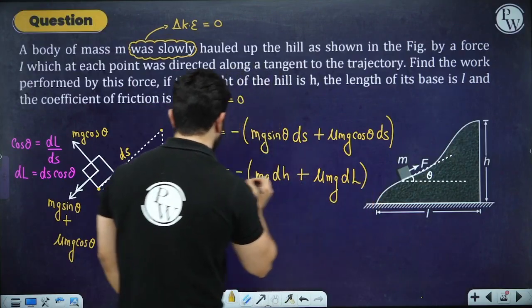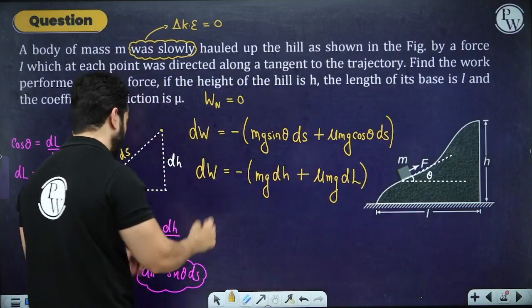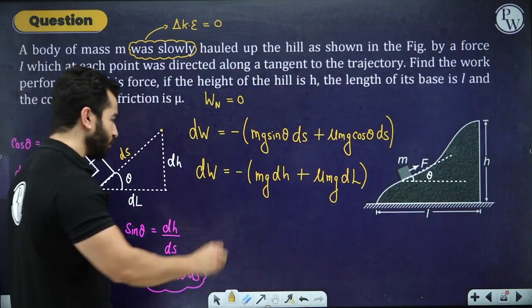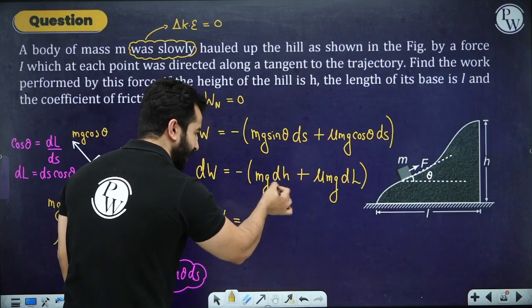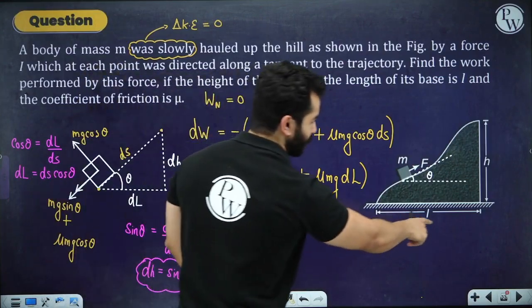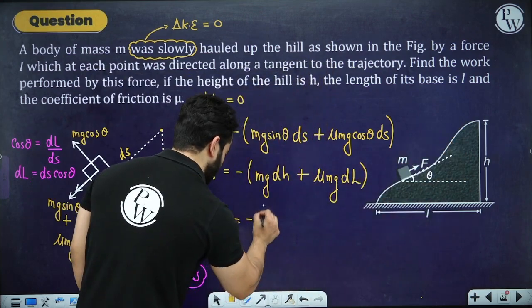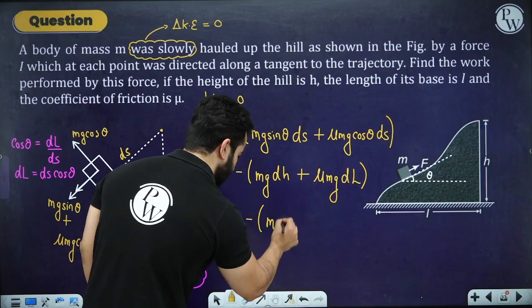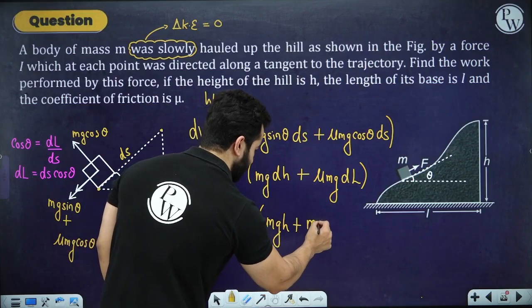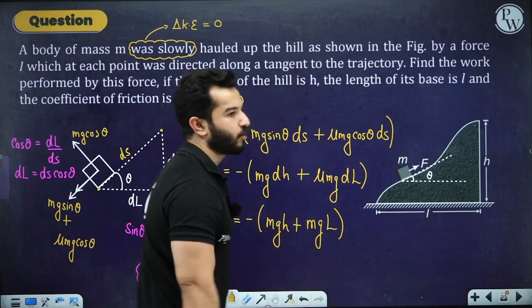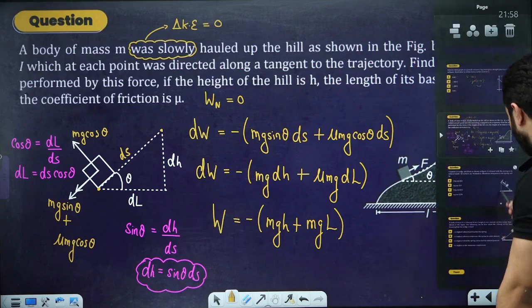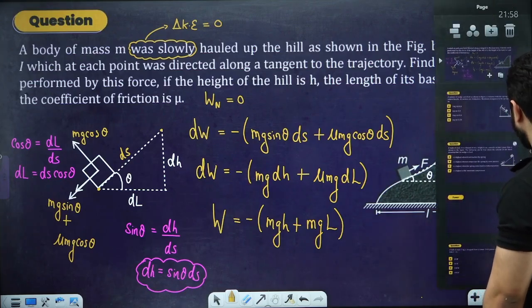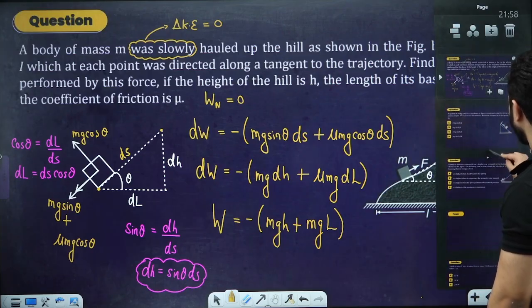And by the way, this was the small work done for this small theta. So if you want to find out the total work done, just integrate this. Integrating dh would be h. So this is going to be mgh plus mu mgl. That's how you're going to find it out. Done? So hopefully this is all good. Moving on to the next one. Moving on to the next question.